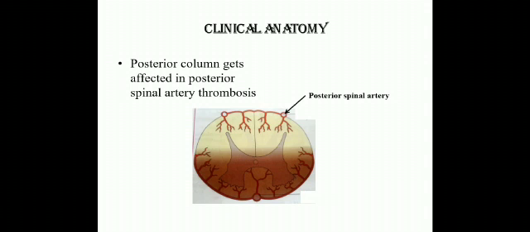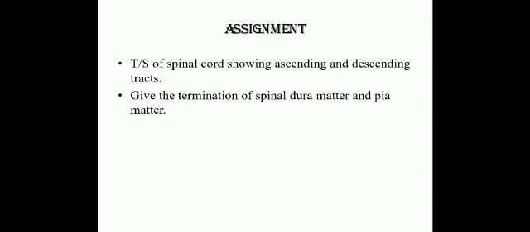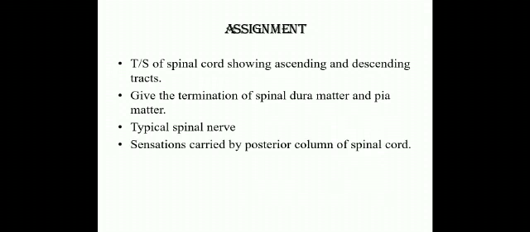So, the tracts and other ascending and descending tracts we will discuss in detail in the next class. Now the questions for the assignment. The transverse section of the spinal cord showing ascending and descending tracts. Give the termination of spinal dura mater and the pia mater. Typical spinal nerve. Sensations carried by posterior column of the spinal cord. Blood supply of the spinal cord.